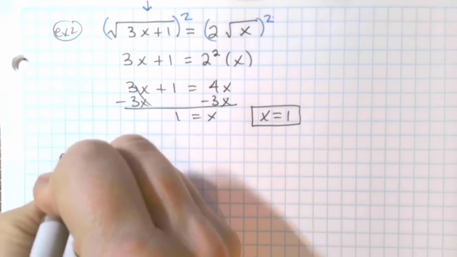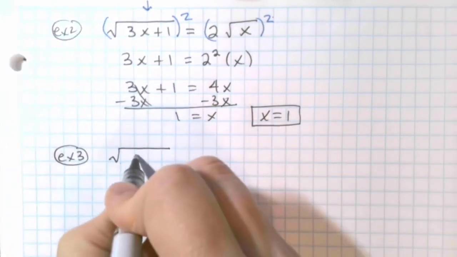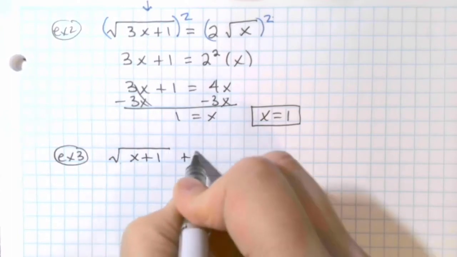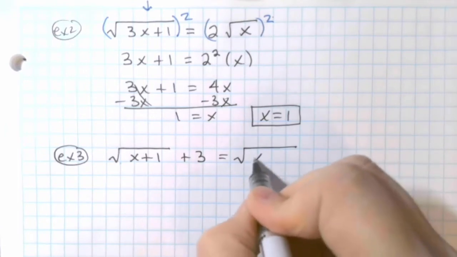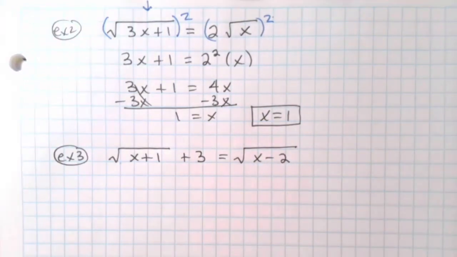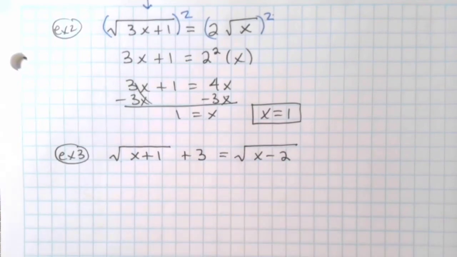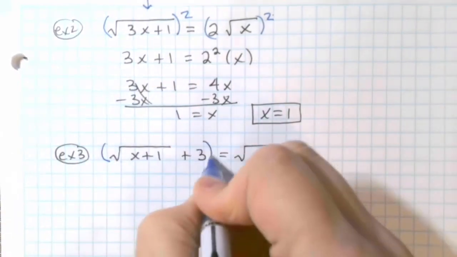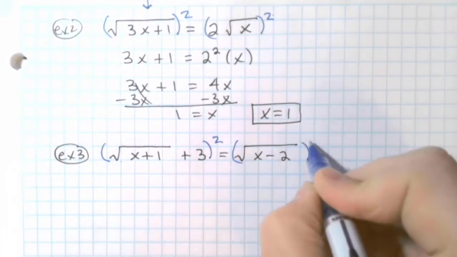This is example 3. Now it's not going to be so easy. We're going to have the square root of x plus 1 plus a 3 is equal to the square root of x minus 2. Okay, so first thing you want to do, add or subtract to isolate the radical. In this case, there are two radicals, but one is already isolated, so we're ready to go on to exponentiating. So we're going to exponentiate both sides. All terms, including the plus 3, get squared.